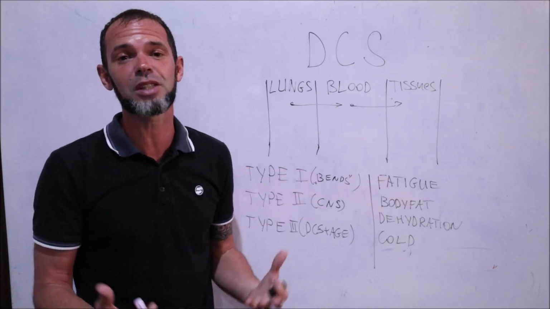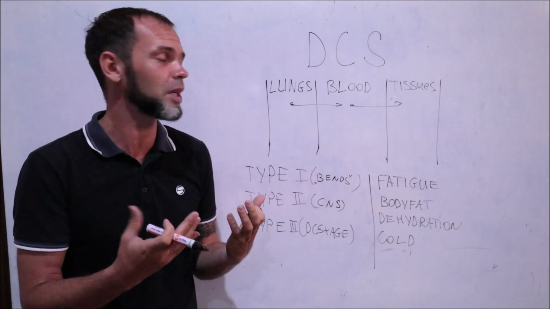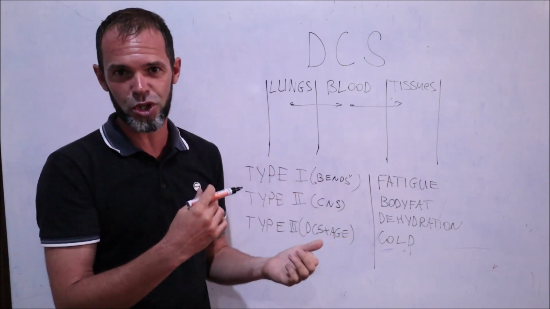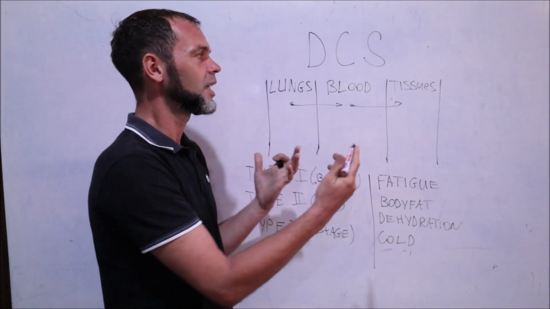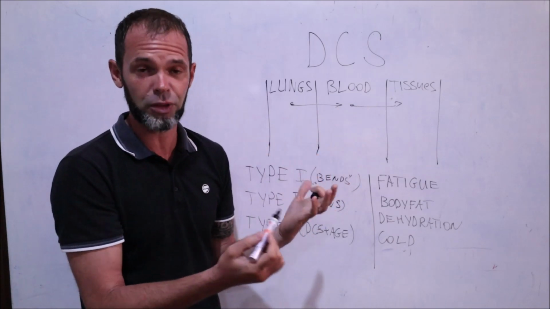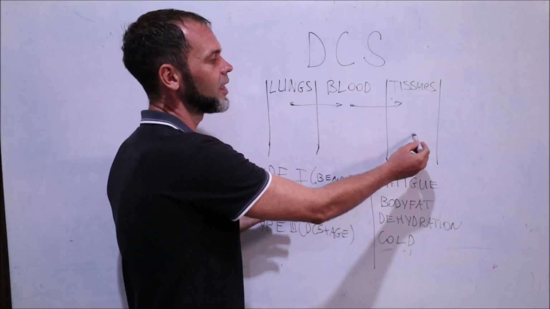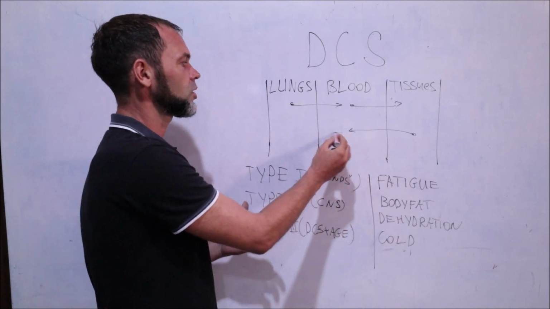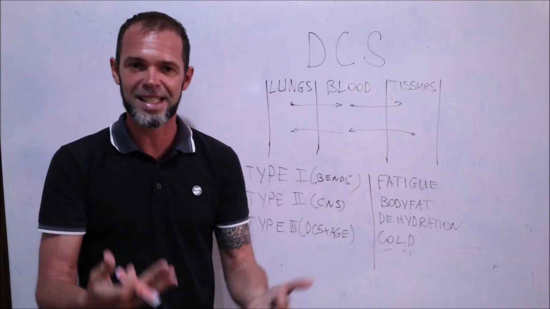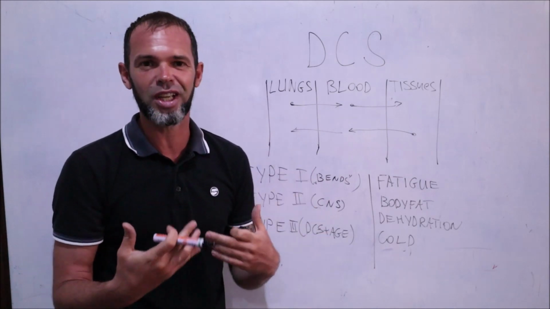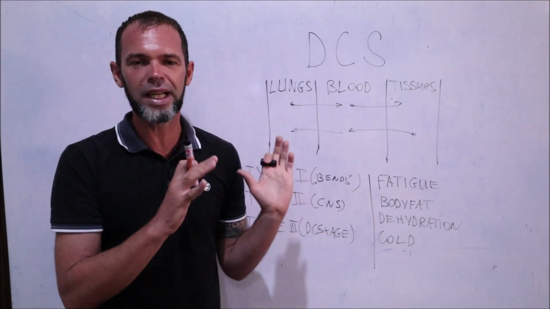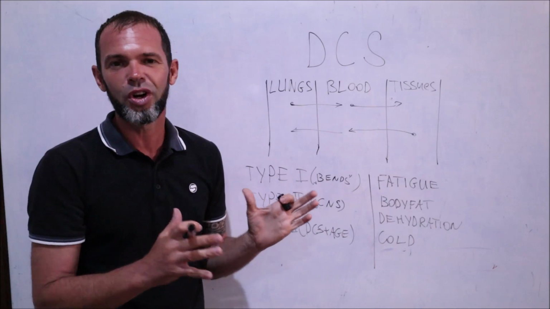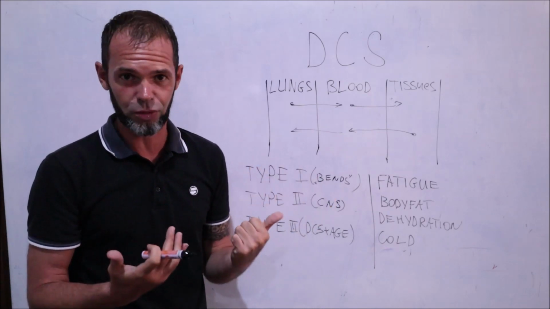And what is going to happen when you start your ascent during the scuba dive? The reverse process is going to happen. So at some point the partial pressure of nitrogen in the tissues is going to be higher, and then it's going to move to the bloodstream, and then from the bloodstream it's going to move to your lungs, and then you exhale this nitrogen. So this is a really simple version of how your body accumulates nitrogen.